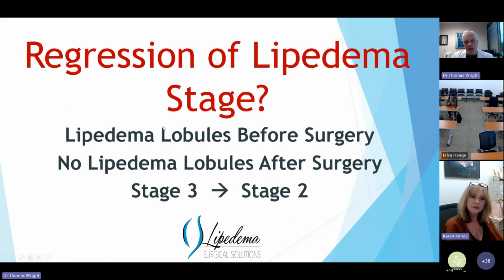So we stage lipedema. There are 3 stages, 1, 2, and 3. And stage 3 is characterized by the presence of lobules. So if prior to surgery they have lobules, and after surgery they don't have lobules, that could actually be a regression of their stage from stage 3 to stage 2.